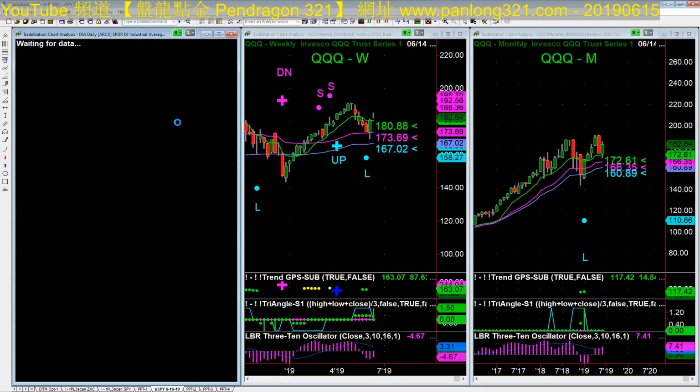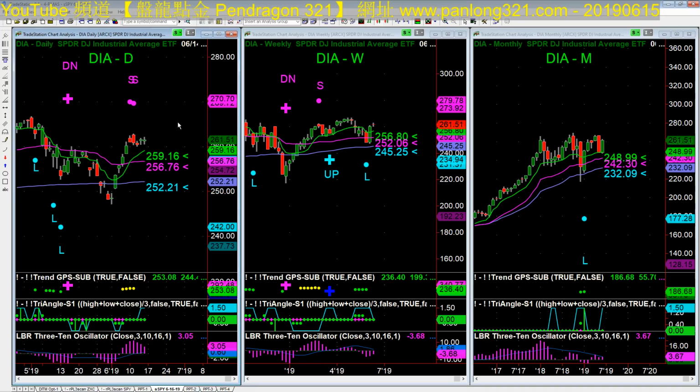All right, so that's QQQ. The third one I'm going to look at is DIA, the Dow Jones Industrial Average ETF. Again, the logic is similar. On the daily chart, you have this short signal occurring here. The only thing different is the price level. You can pause it and try to look for your own significant level. Right away, 256.76, 256.80 stands out. That's going to be a significant support level for the DIA, for the Dow Jones Industrial Average.